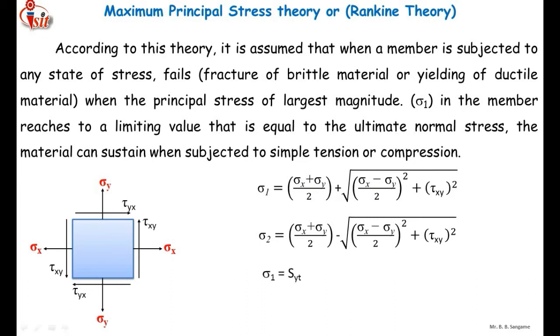Here we are discussing the maximum principal stress theory, and according to the statement, the failure of a component subjected to a biaxial or triaxial state of stress will take place when the maximum principal stress, sigma 1, induced in the component becomes equal to the yield strength or the ultimate strength of the material under tension. So when sigma 1 is equal to SYT, there will be a failure. While designing the component according to the maximum principal stress theory, we should take care that sigma 1 is less than SYT or SUT of the particular material.